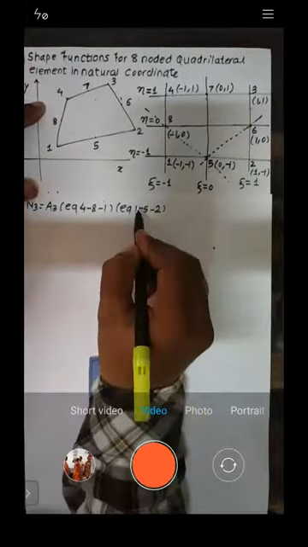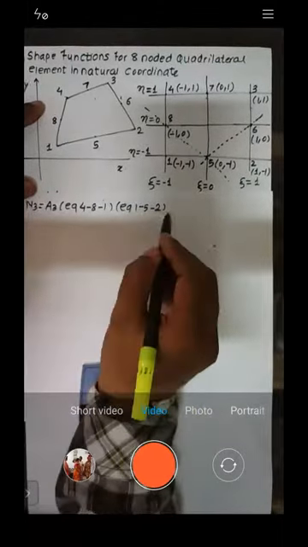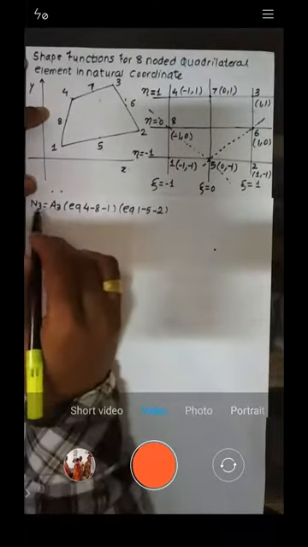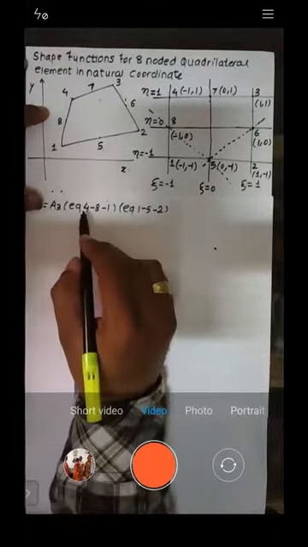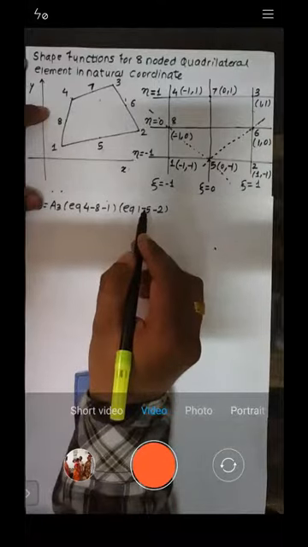Now see, node number 1 is covered, 2 is also covered. 3 will not get covered because you are writing for N3. Then 4 is covered, 5 is covered, 6 is not covered.